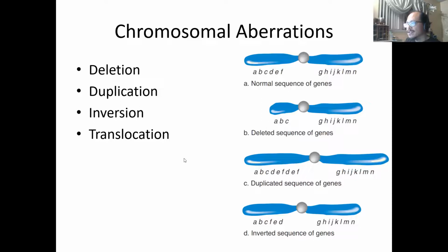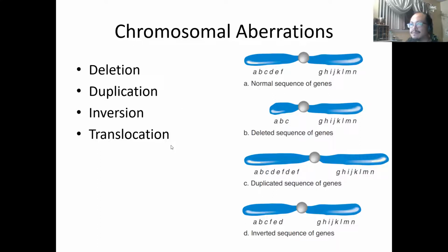Duplication, you have DEF, DEF, for example. Or you have an inverted sequence, for example DEF again, but inversed. So basically it's cut, but put back in an inverse way. So there are several types of aberration. And the one most commonly talked about is called translocation. So why is that? Translocation can lead to deletion and duplication.